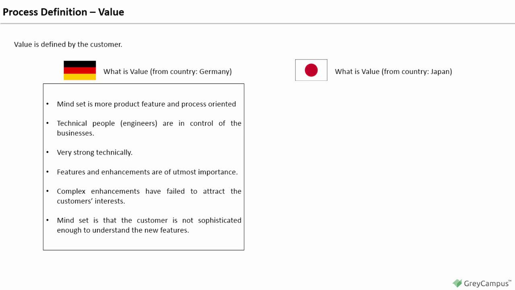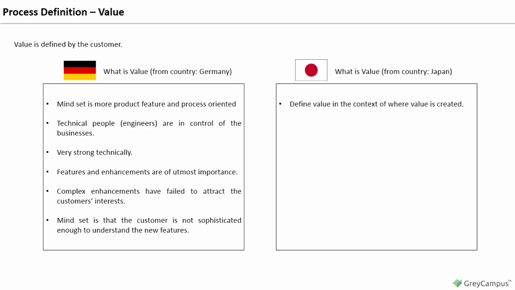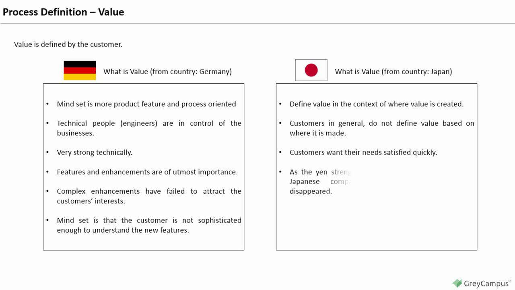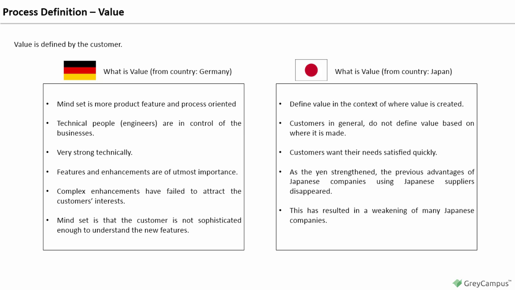What is value from a Japanese mindset? The Japanese define value in the context of where value is created. As the proportion of the product made on the Japanese homeland increases, the greater the value that is retained at home for their society. Customers in general do not define value based on where it is made. Customers want their needs satisfied quickly. As the yen strengthened, the previous advantages of Japanese companies using Japanese suppliers disappeared. This has resulted in a weakening of many Japanese companies.